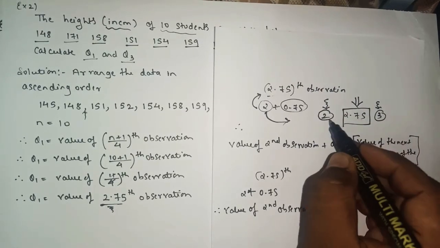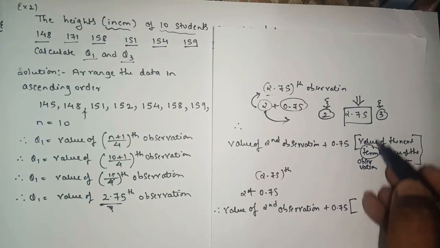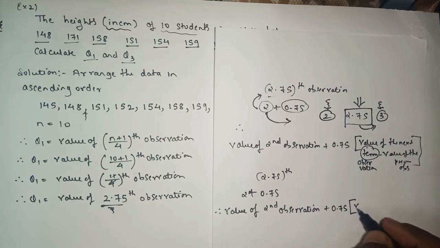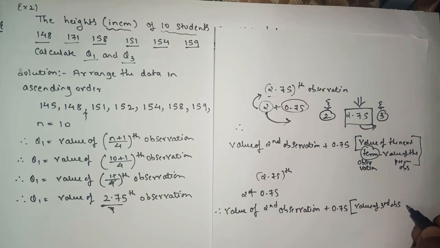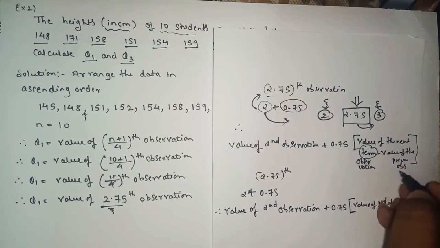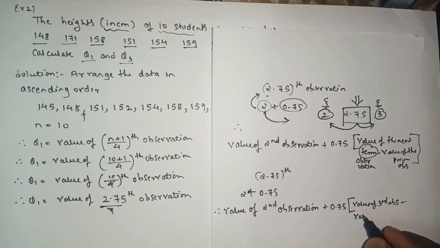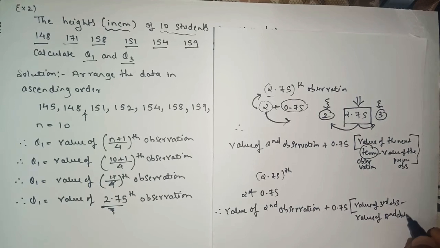So this answer lies between second and third. So here we'll write the value of the next observation. The next observation is the third. So here we'll write the value of the third observation minus the value of the previous observation. The previous observation is the second, so we'll write the value of the second observation.